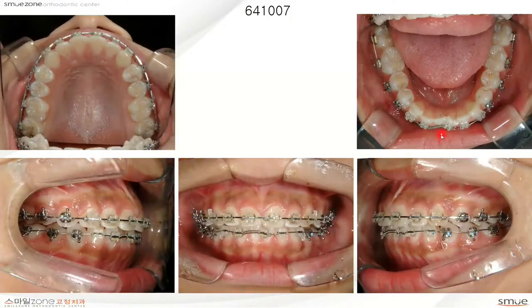Then after putting brackets on the lower, but this is too tight. So I didn't put on a bracket here, and instead I opened the space for leveling and alignment.